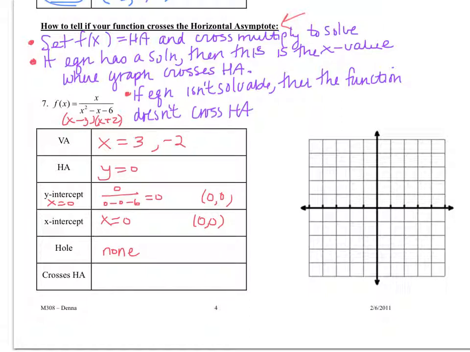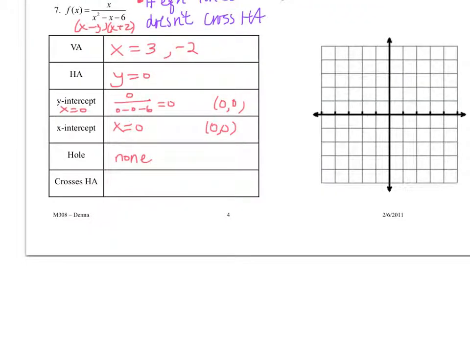Now to check where our function crosses the horizontal asymptote, we want to set the function equal to the HA. For this problem, my HA occurs at 0. So I'm going to say 0 equals the equation of the function, x divided by x squared minus x minus 6. From here I'm going to cross multiply. Now when my HA is at 0, that makes the problem rather easy, because when I cross multiply, 0 times the whole denominator gets knocked out. And the equation that I'm trying to solve is now just 0 equals x.